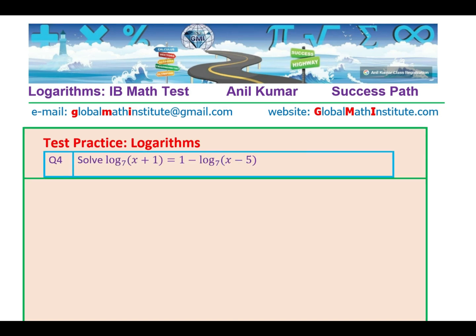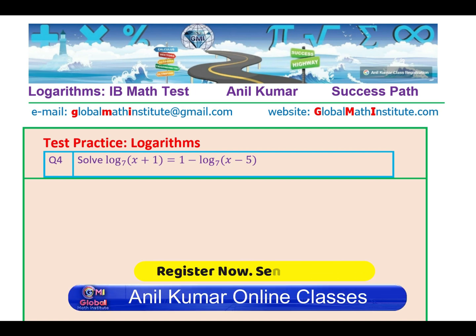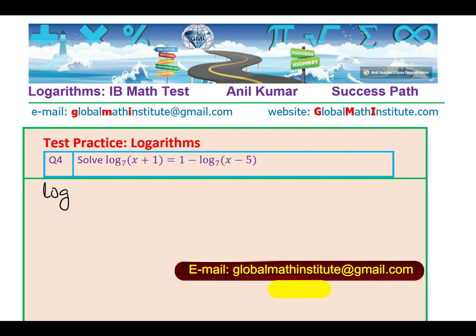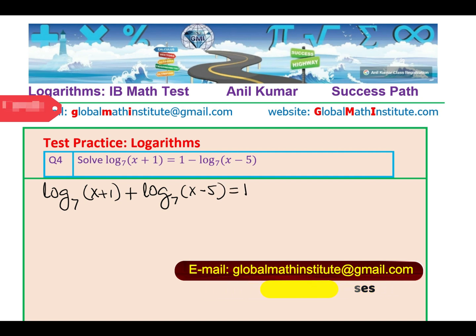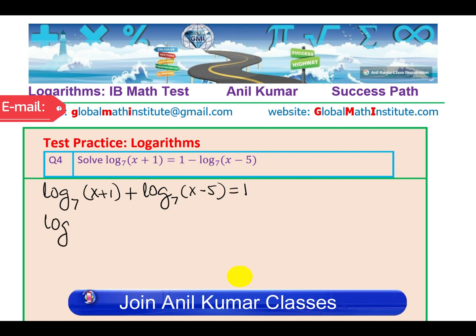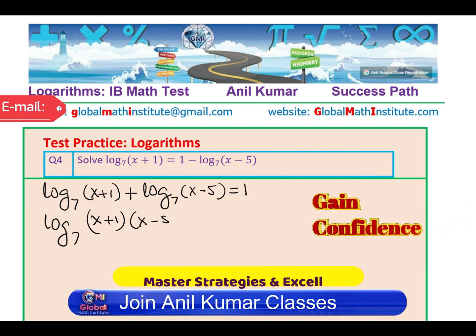Here is your question number 4, which is solve the equation log to the base 7 of x plus 1 equals 2 minus log to the base 7 of x minus 5. So we can bring the terms together and then solve it. So let me rewrite the question by bringing the terms to the left side. I'm not copying the question this time. I'm just bringing them together on the left side. And so that gives me log to the base 7 of x plus 1 plus log to the base 7 of x minus 5 equals to 1. So now I can combine these and write this as x plus 1 times x minus 5 is equal to 1.